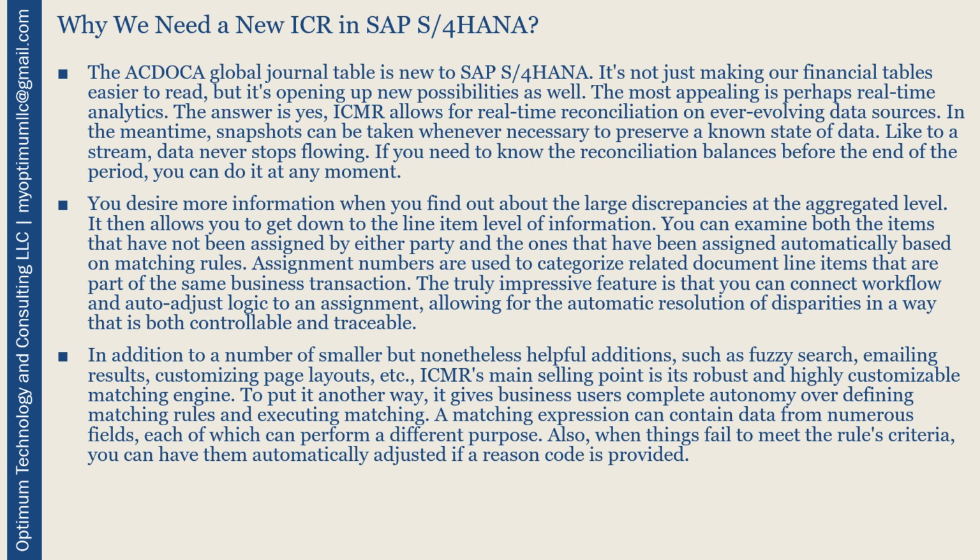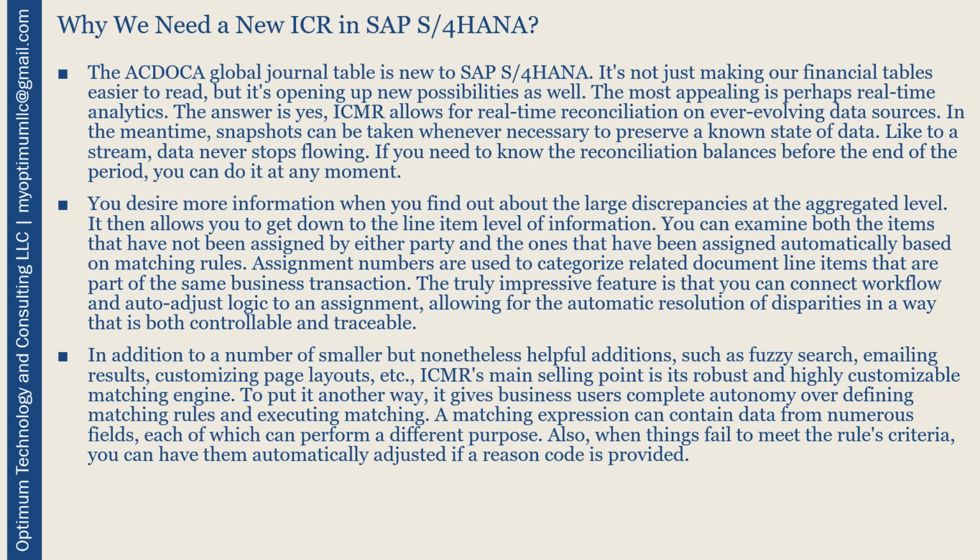Assignment numbers are used to categorize related document line items that are part of the same business transaction. The truly impressive feature is that you can connect workflow and auto-adjust logic to an assignment, allowing for the automatic resolution of disparities in a way that is both controllable and traceable. In addition to a number of smaller but nonetheless helpful additions, such as fuzzy search, emailing results, customizing page layouts, etc., ICMR's main selling point is its robust and highly customizable matching engine.